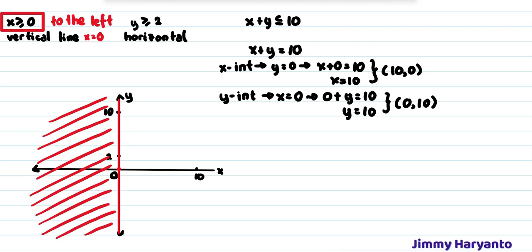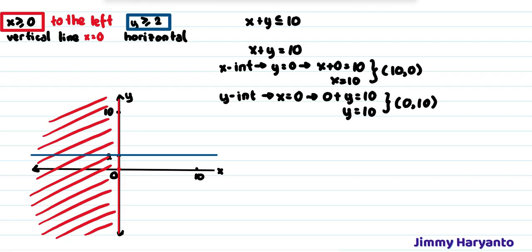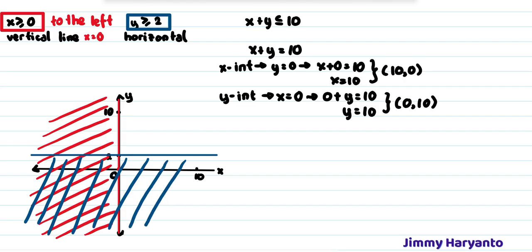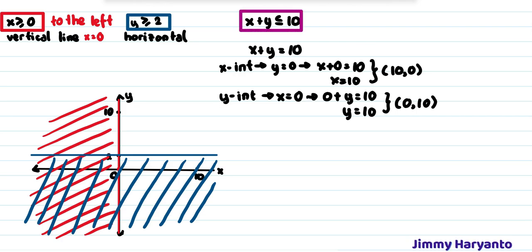Okay, and then for y greater than or equal to 2, it will be a horizontal line at y equals 2, and if it is greater than or equal to, that means you have to shade downwards like this. Shade the region below the line. And then next is x plus y less than or equal to 10.